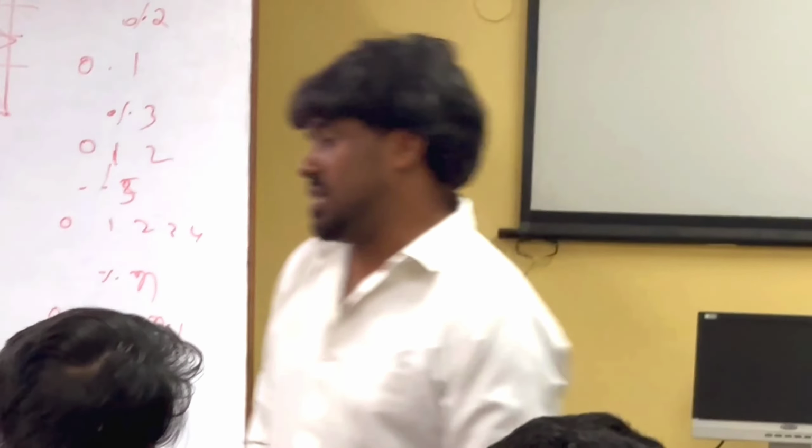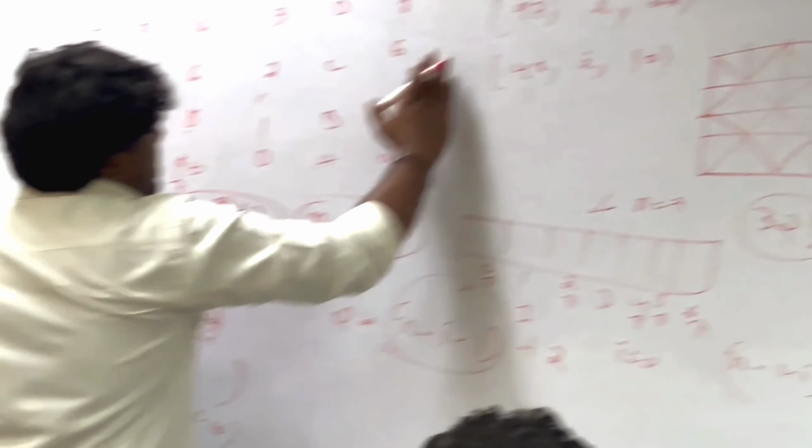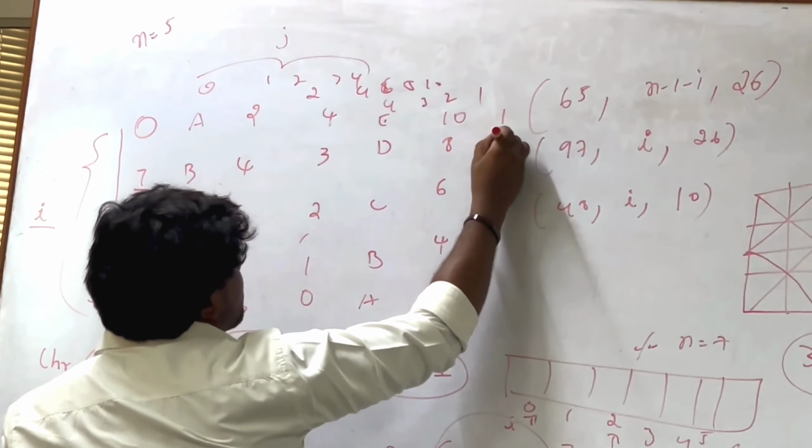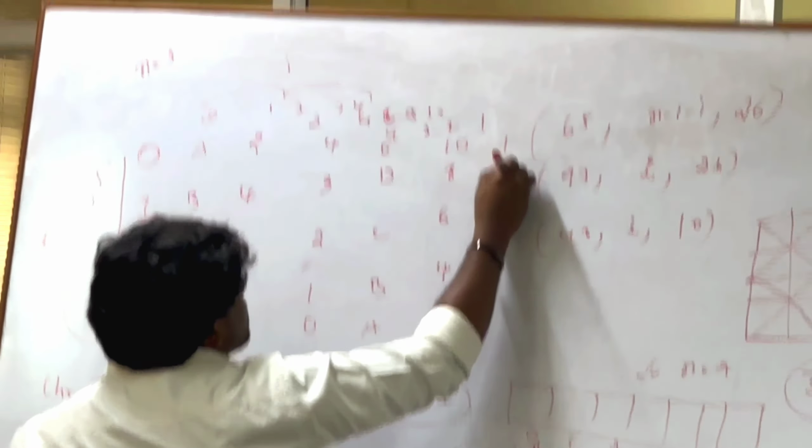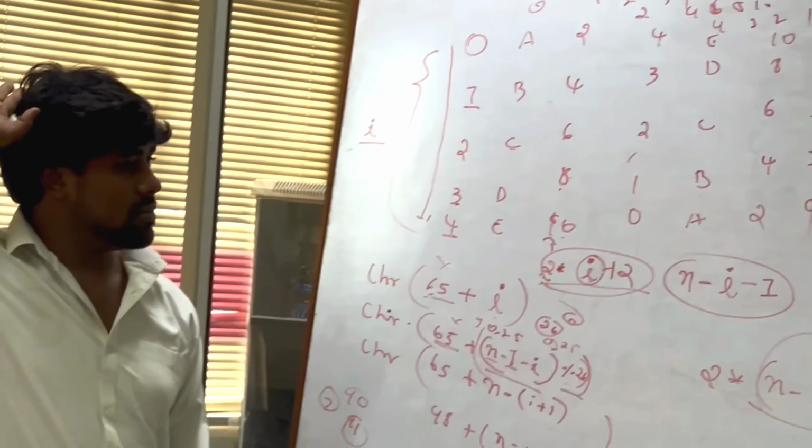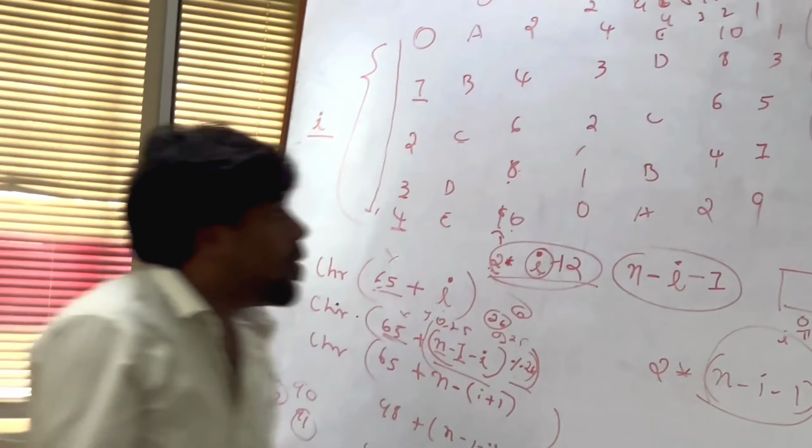Got it? And one more logic. If the series is something like this, 1, 3, 5, 7, 9, how do you write it? First thing, what do you think? I think about I. That's all it is. What is that? 2i plus 1.